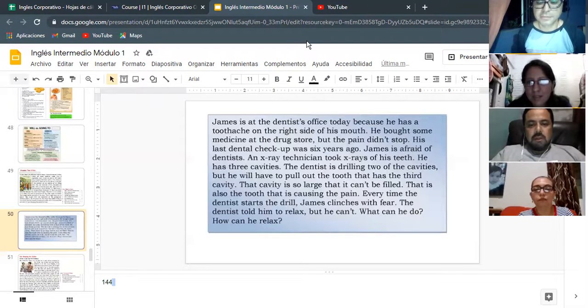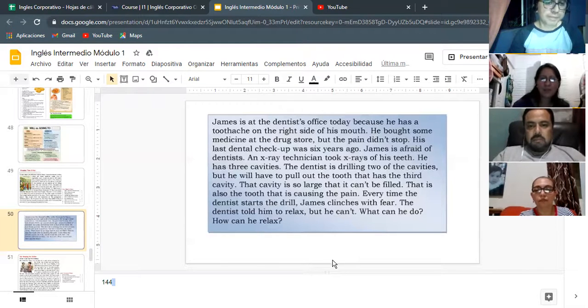That cavity is so large that it can't be filled. That is also the tooth that is causing the pain. Every time the dentist starts the drill, James clenches with fear. The dentist told him to relax, but he can't. What can he do? How can he relax? Good, perfect.